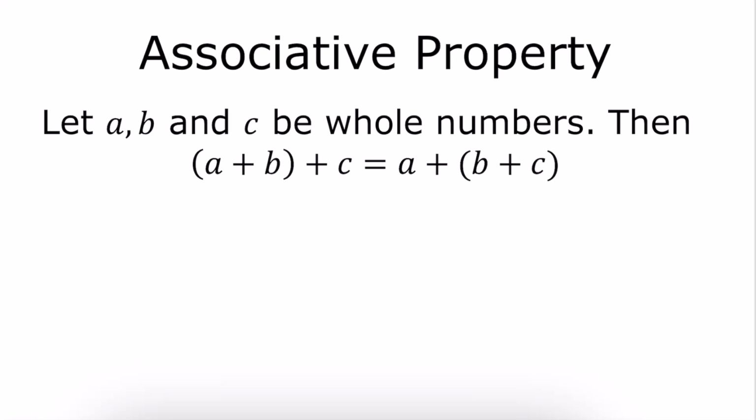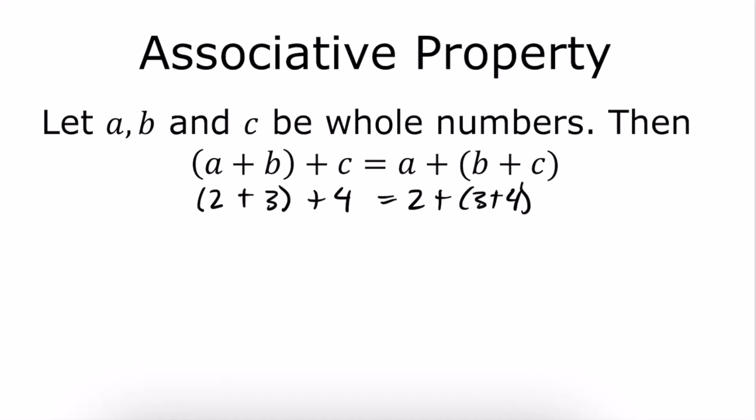So the associative property says that if you add two numbers together and then add a third number, that's the same thing as adding the first number to the result of the second and third numbers added together. So let's say, for example, that this was (2 + 3) + 4 equals 2 + (3 + 4), where I need to do the stuff in parentheses first.